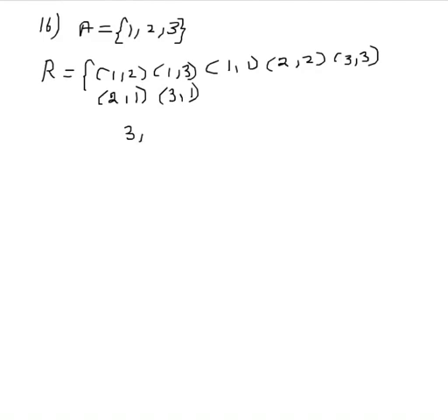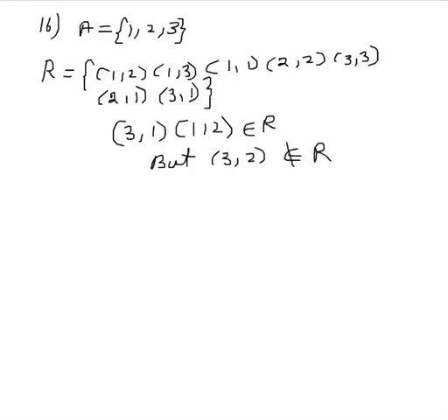Now see this (3, 1) and (1, 2). We have these two elements in this set, but (3, 2) doesn't belong to R. Therefore, it is not transitive. So I wrote one relation which is reflexive, symmetric, but not transitive. Let me check whether I can write one more relation satisfying the given condition.